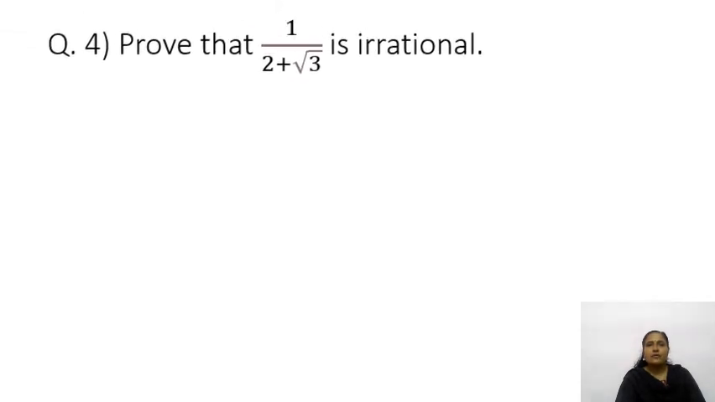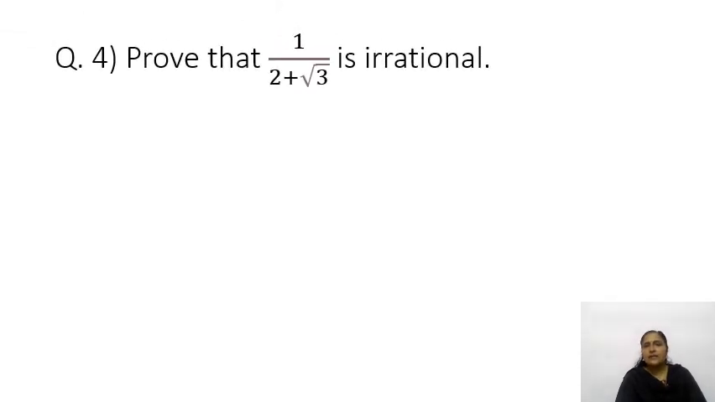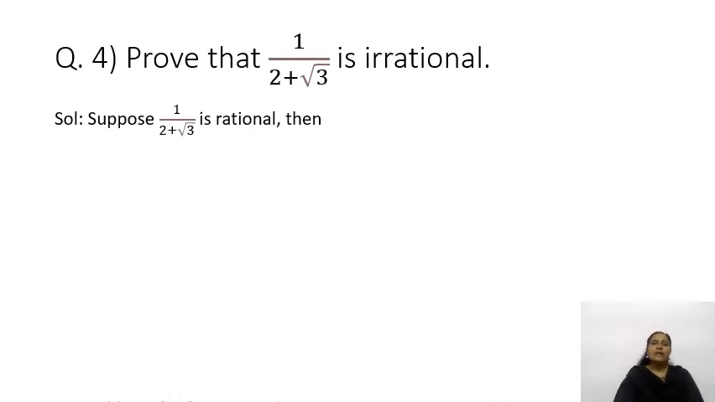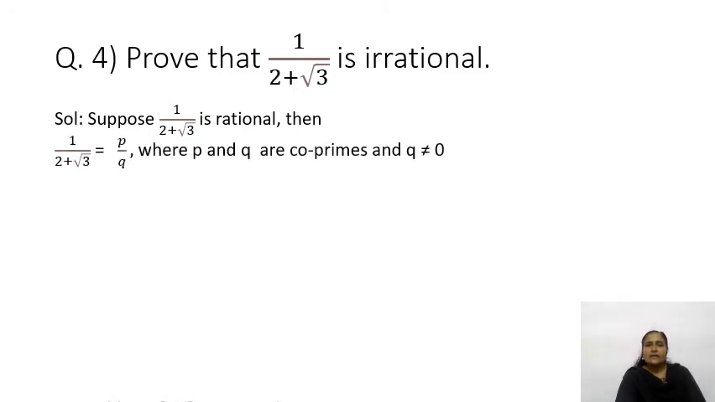Now, the next question is, we have to prove 1 by (2 plus root 3) is irrational. Again, we'll take the contradiction. We'll suppose that 1 by (2 plus root 3) is rational. So again, it can be written in the form of P by Q, where P and Q are co-primes and Q is not equal to 0. Now here, it will be easy for us to calculate when the numbers are in the numerator. So for that, what we will do, we'll take the reciprocal. Then we will get 2 plus root 3 is equal to Q by P.